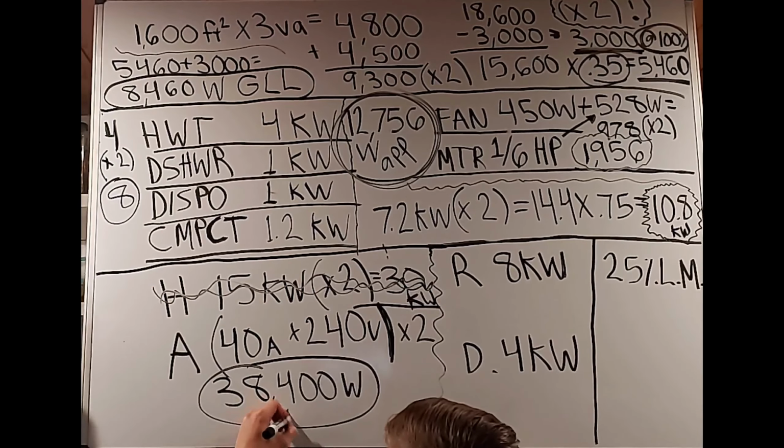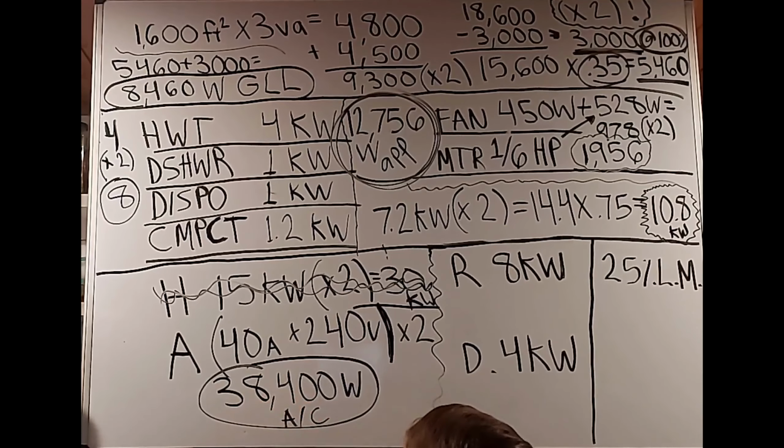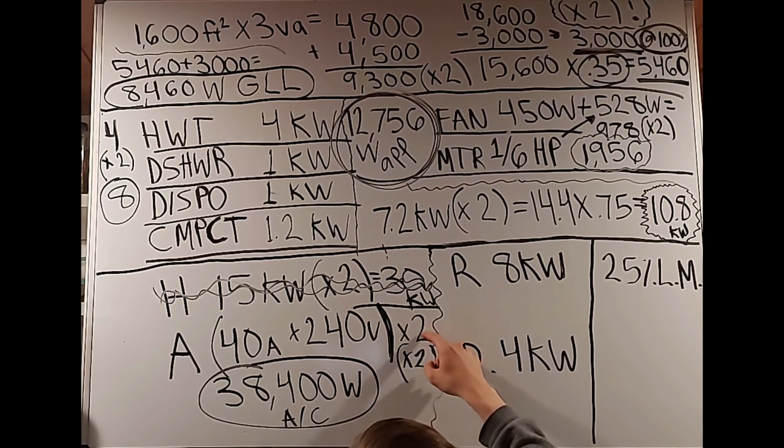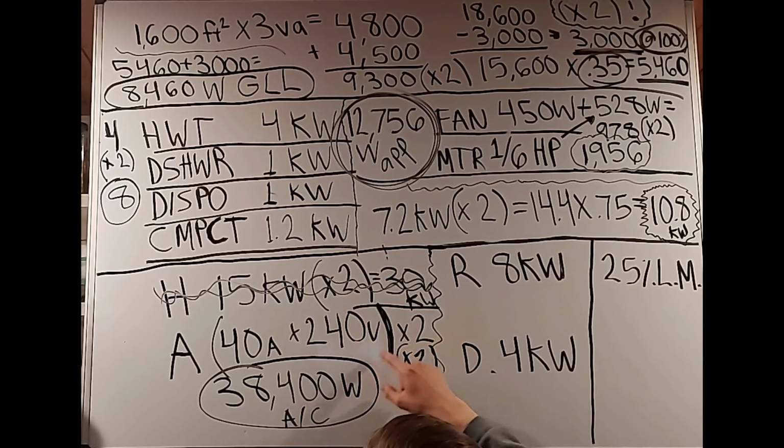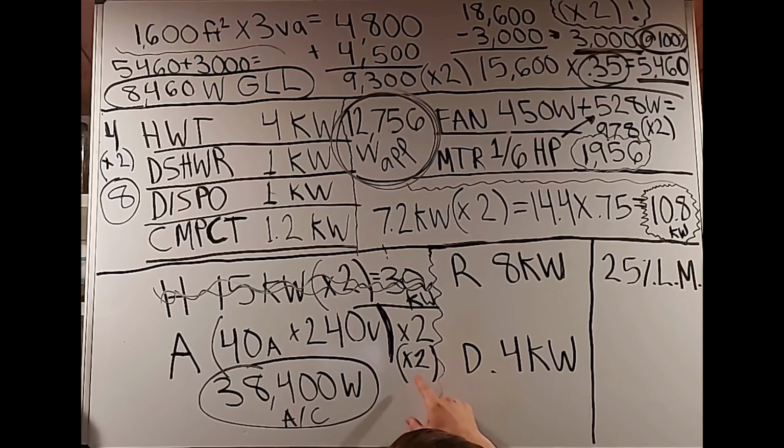I'm also going to label this AC. So again, I can look at this section and see this is AC. Normally I would not have erased everything, so you'd be able to look back at this and double check. You have the times 2 for the amount of air conditioning units, and then you also have the times 2 for the amount of dwelling units.